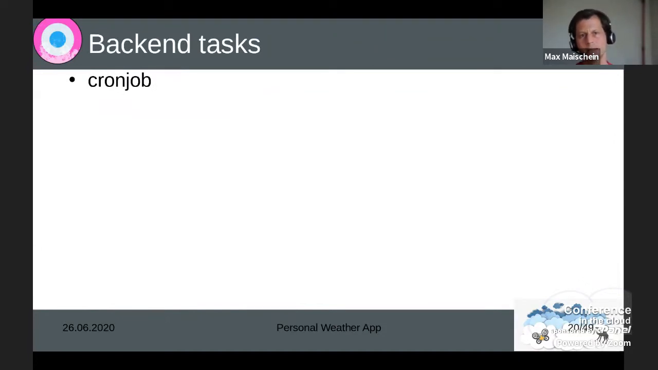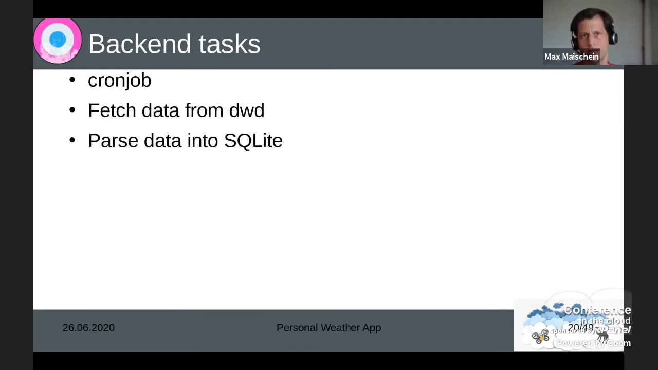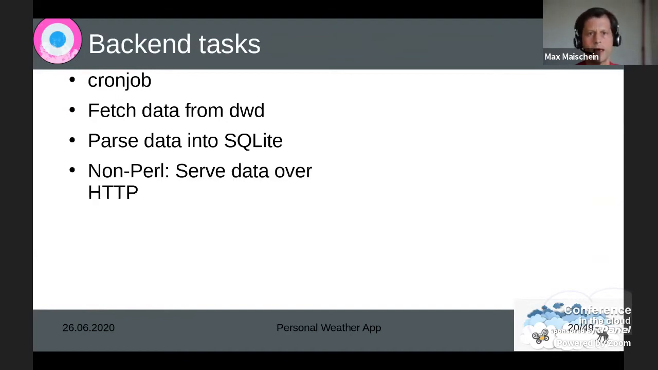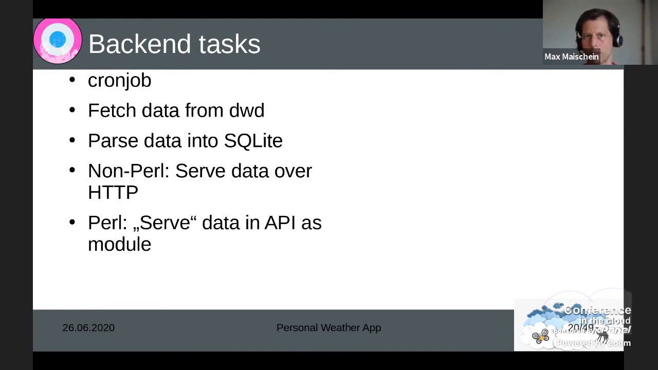So the backend has some tasks. It mainly runs as a cron job that fetches the data from the German Weather Service and parses that data into an SQLite database. And for non-Perl clients, there is a small HTTP server, a CGI script that serves the data over HTTP. And for Perl, there is also a module that provides basically the same API and the database access to the SQLite file, so that I don't have to take the HTTP trip from within Perl. And obviously that Perl API is used in the CGI script to serve the data for other clients.